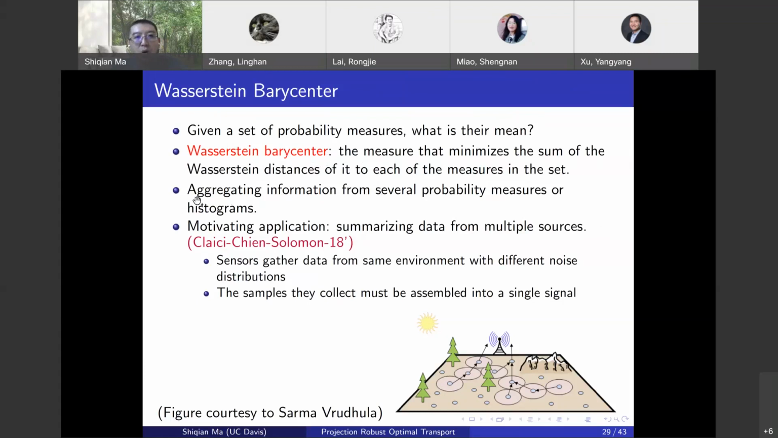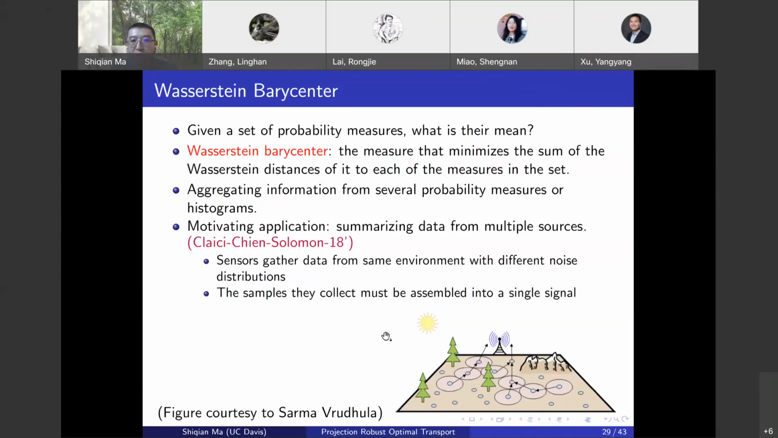This is useful when we want to aggregate information from several probability measures or histograms. A motivating application is to summarize data from multiple sources. For example, in this picture, on the ground I have a lot of sensors. These sensors can gather data from the same environment, but with possibly different noise distributions. For each sensor, the sensor collects some data, and all these data will be sent to this communication tower.